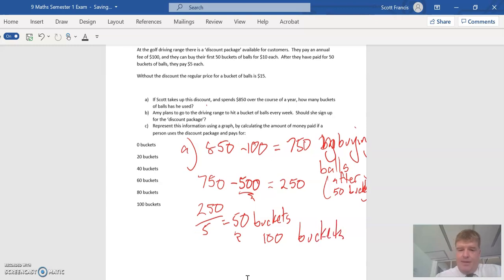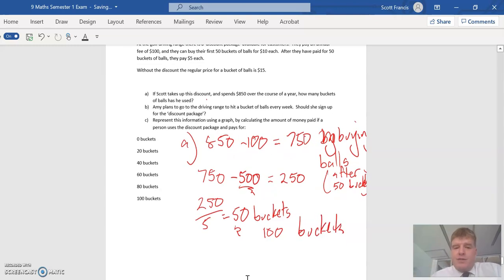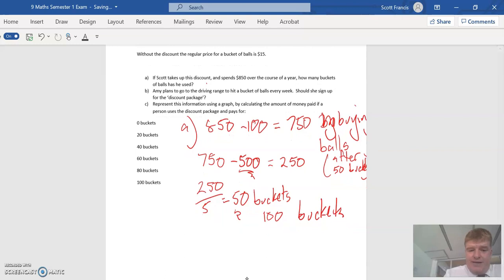That's A. Now, Amy wants to go and hit a bucket of balls every week, should she sign up for the discount? So let's say that's 52 weeks. So without a discount, she's going to pay 52 times 15, which, if I just pinch my calculator, is going to be $780. So for that, she's got her 52 buckets of balls.